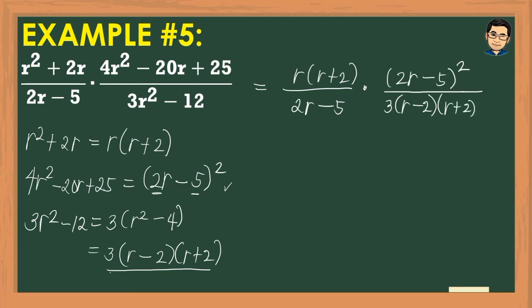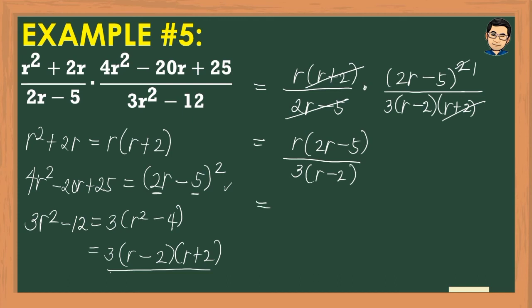So, saka na po natin i-cancel yung mga common factors. So, r plus 2, ano pa? 2r minus 5. So, dito po sa 2r minus 5 squared na to, tatanggalin lang po natin yung 2 kasi 1 na lang po. And then, i-rewrite natin yung mga natira. R times 2r minus 5 all over 3 times r minus 2.